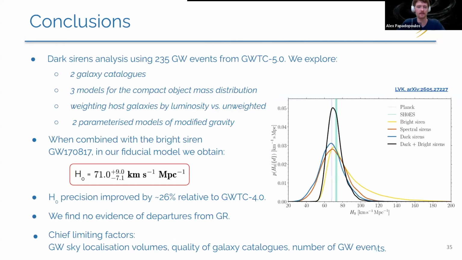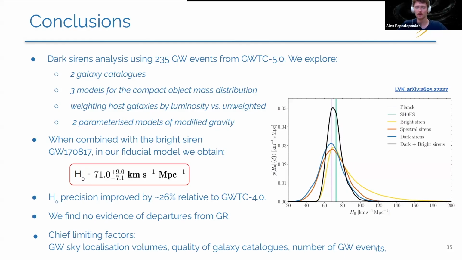Next slide, please, Isaac. Okay, so lots of information there, but just to sum up, we have presented our dark siren analyses using 235 gravitational wave events from the 5th Gravitational Wave Transient Catalog. And using these dark sirens, we explore a number of different things. We have two different galaxy catalogs. We have DES and GLE+. DES being over a small portion of the sky and having much higher completeness. GLE+ being over pretty much the whole sky, but with much lower completeness.